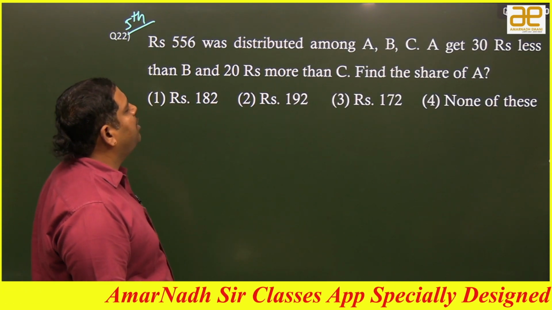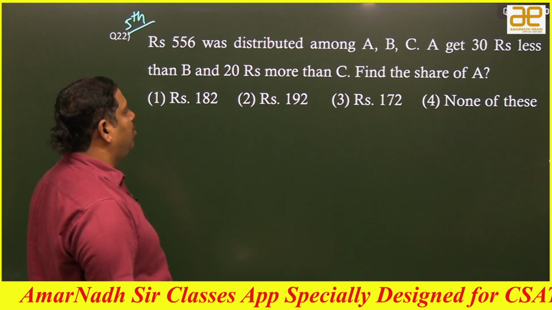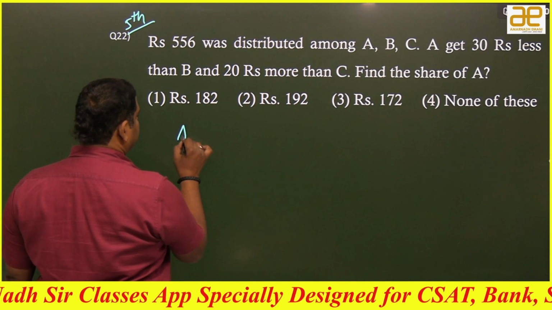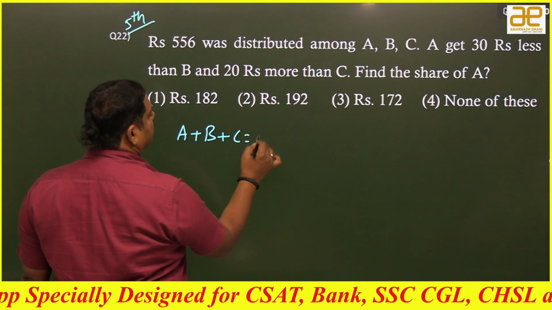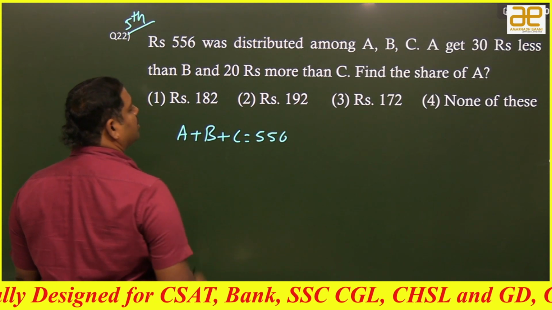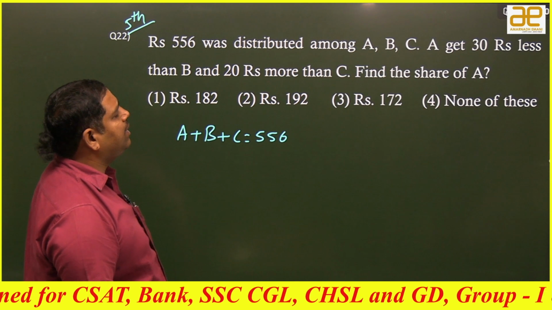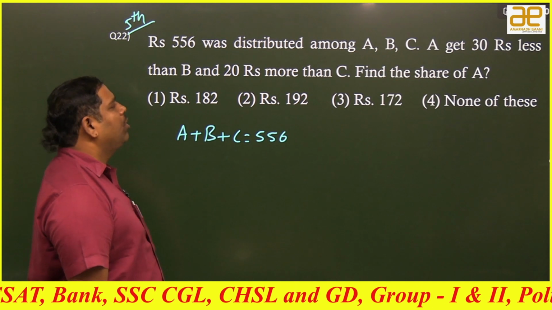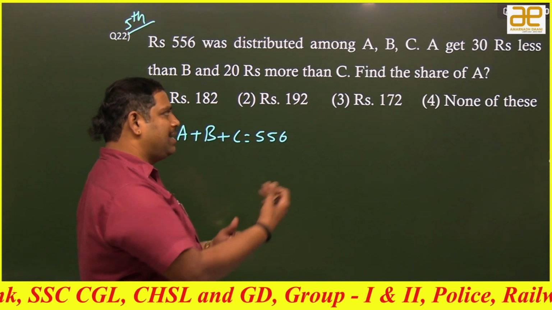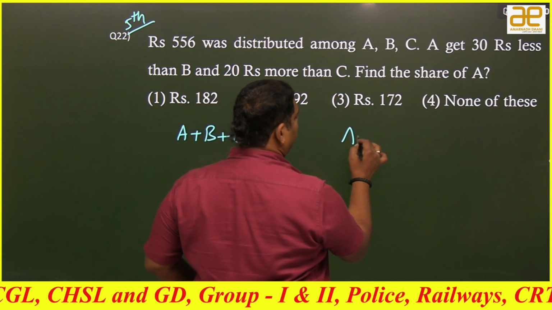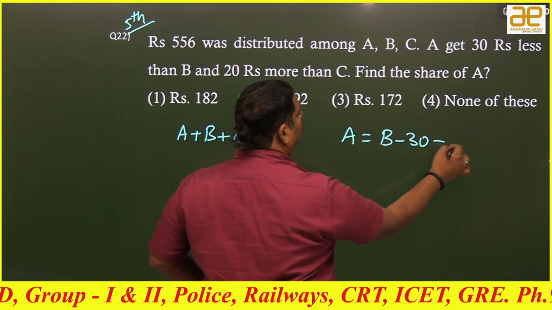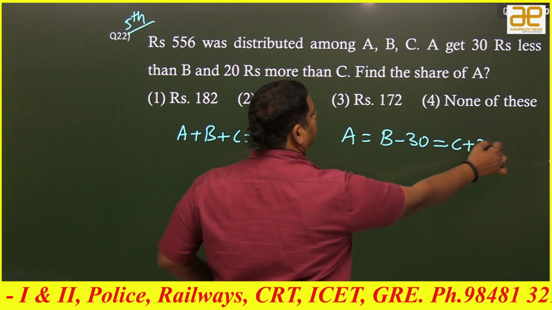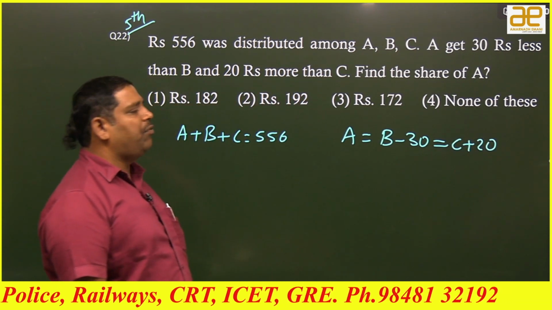556 rupees was distributed among A, B, C. All 3 members together distributed 556 rupees. A gets 30 less than B and 20 more than C. A gets 30 less than B means A equals B minus 30, and 20 more than C means C plus 20. This is the statement he made. Find the share of A.